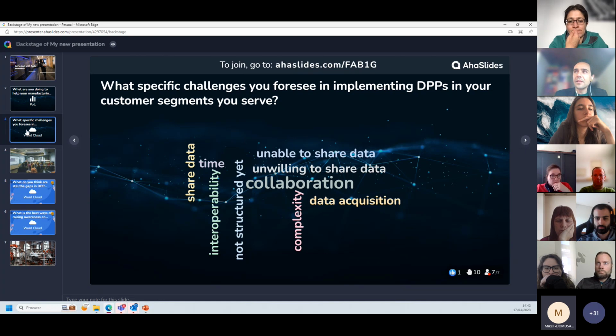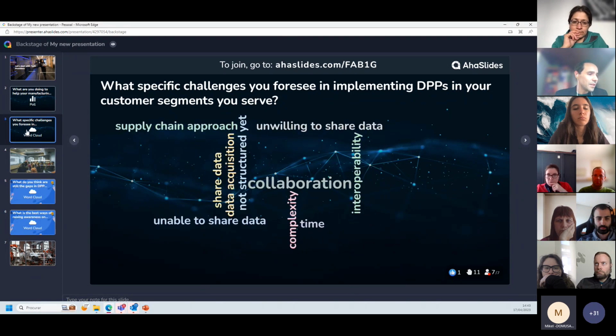I am thinking of a CPU manufacturer who would be willing to share sensitive data about their designs and production with other partners downstream in the value chain. Okay. So interoperability, yes, complexity, and the supply chain approach.